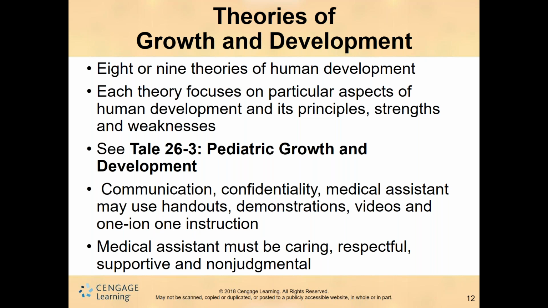So these are just one theory of human development. There's 8 or 9 different theories. Each theory focuses on different aspects. In your book, Table 26.3 has a pediatric growth and development chart.